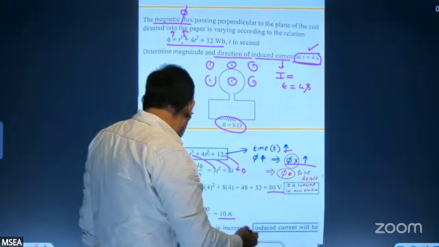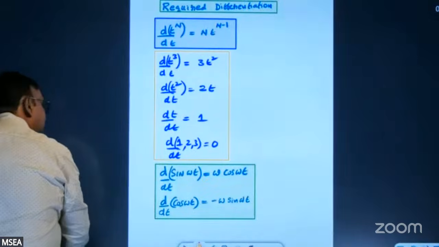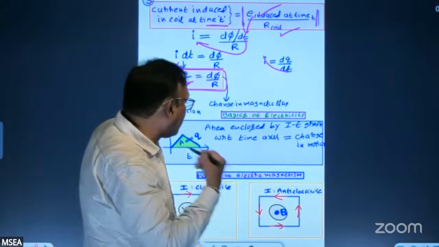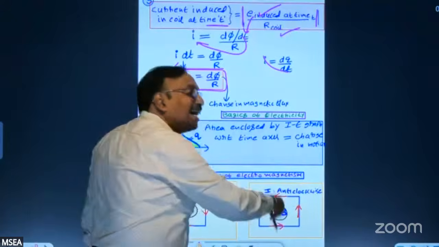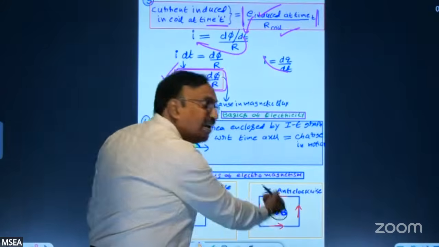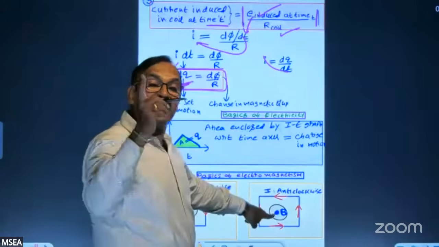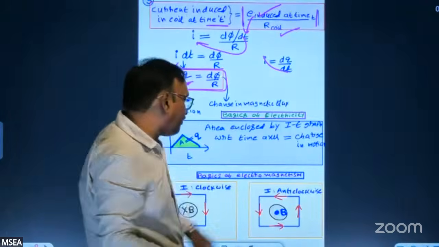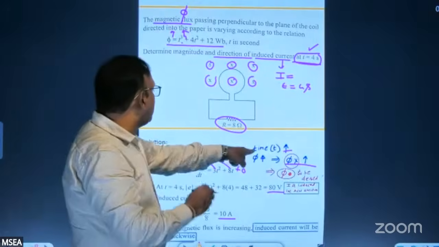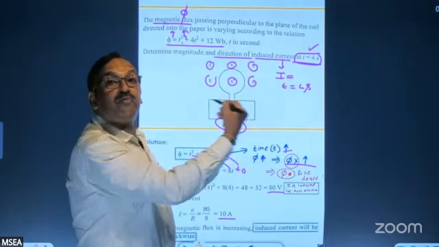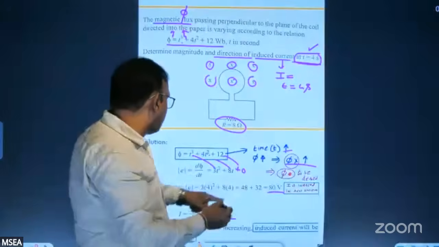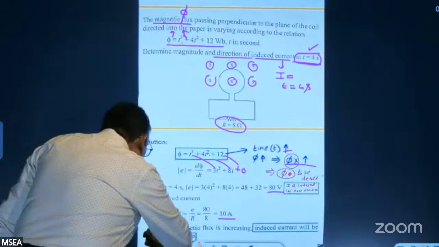Now, in order to obtain an outward magnetic field, the current should go in anti-clockwise direction. If the current goes anti-clockwise, then only the field will be outward there. Outward can be established only by anti-clockwise current. Here the inward B is increasing, so it has to develop outward. Then, as per Lenz's law, to develop outward there, the current has to go anti-clockwise.